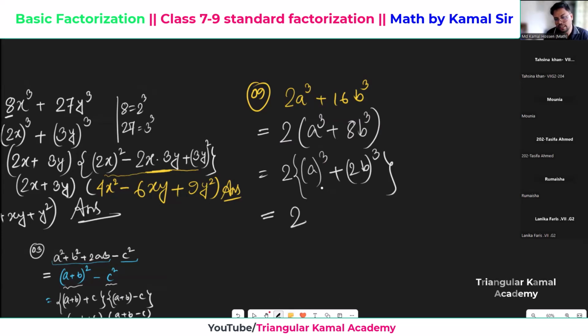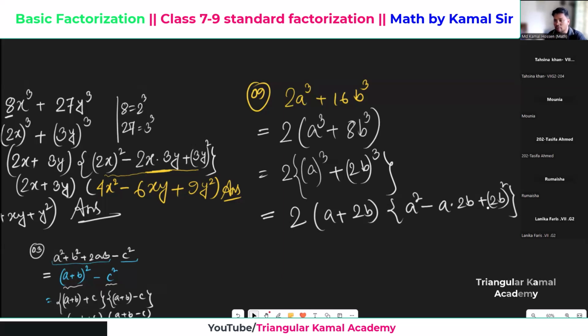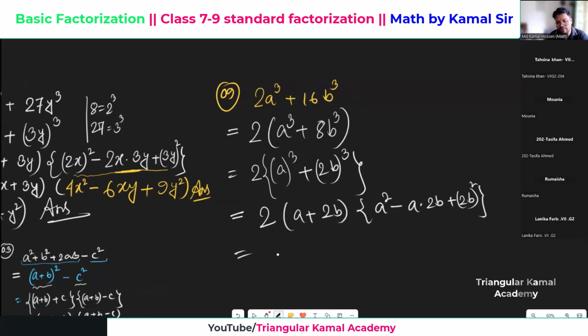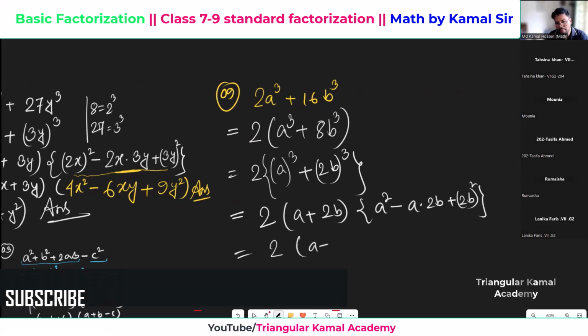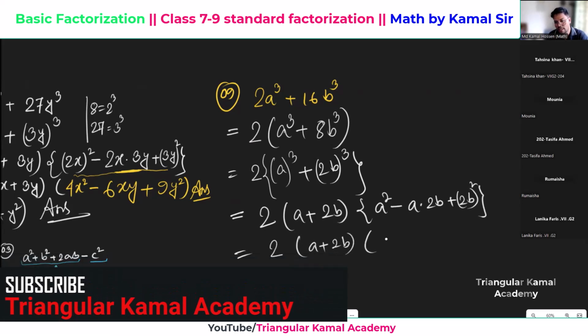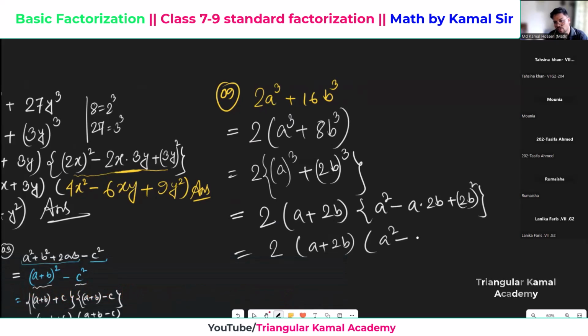Okay, now here apply the formula a cube plus b cube. This is a plus twice b. Second bracket: a square minus a times twice b plus twice b whole square. Now formula application done. Just do simplification. 2a plus twice b, a square minus 2ab plus 4b square. So this is the final answer.